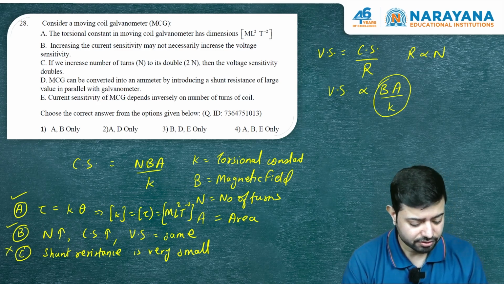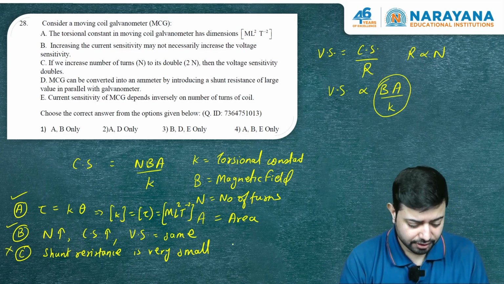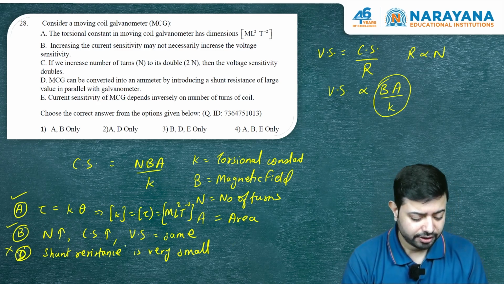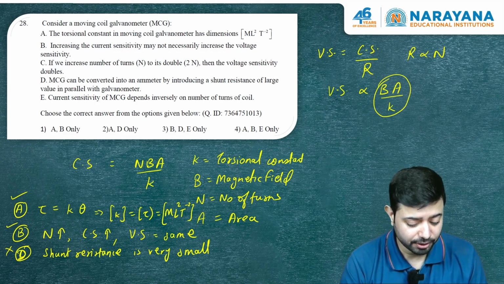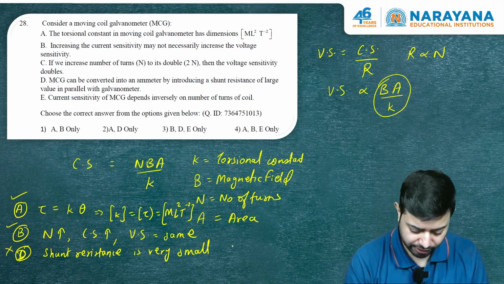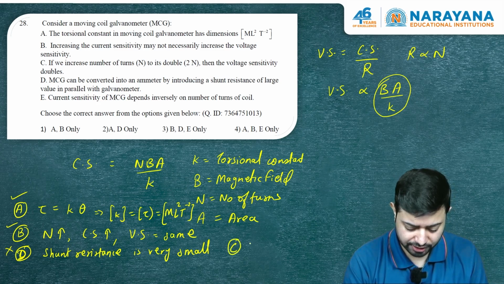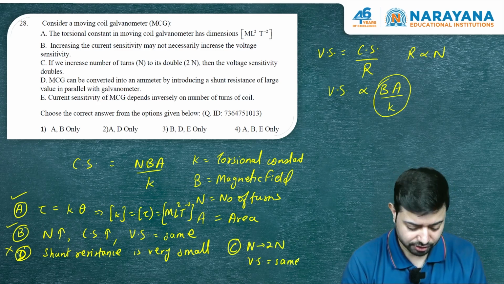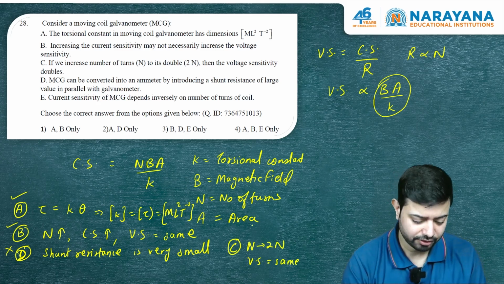Okay. Next one, look at the D, sorry, look at the C, this was the D. Look at the C: if we increase the number of turns to its double, then voltage sensitivity doubles. So, C is related to B only, right. If I increase the number of turns, it goes to 2n, voltage sensitivity will not change, it is not depending on the number of turns. So, this option is also going to be wrong over here.